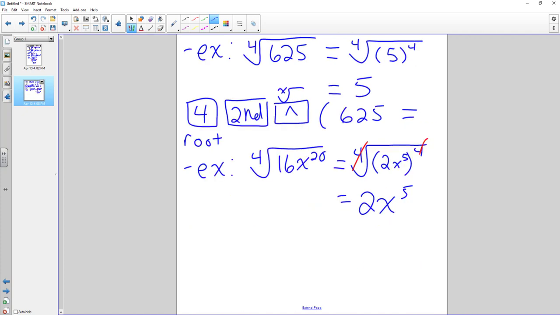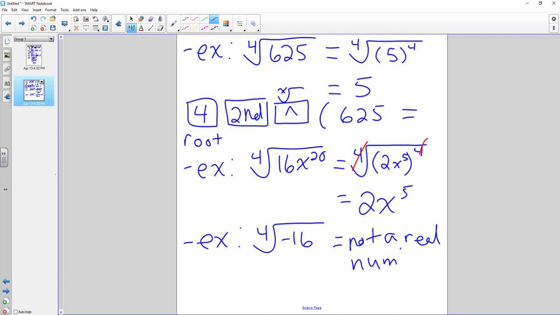How about the 4th root of negative 16? Kind of like with square roots, you have a negative on the inside. It doesn't work out. This is not a real number. If you try to do that one in your calculator, you're going to get an error message. Not a real number.